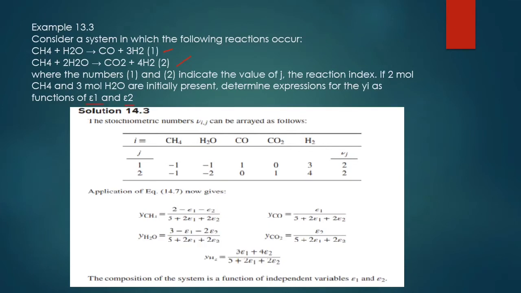From the solution, we can see the stoichiometric numbers v_ij can be arrayed as follows, like this. And the application of the equation now gives this solution. So now we get the expression for y_i as a function of epsilon_1 and epsilon_2. So that's all from me. Thank you.